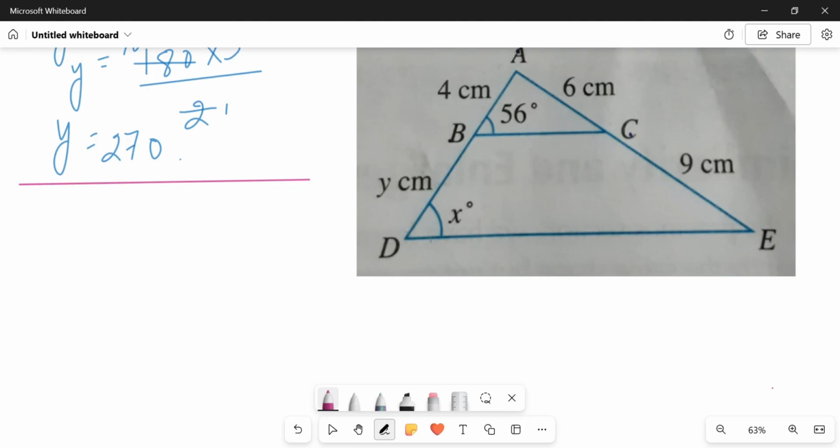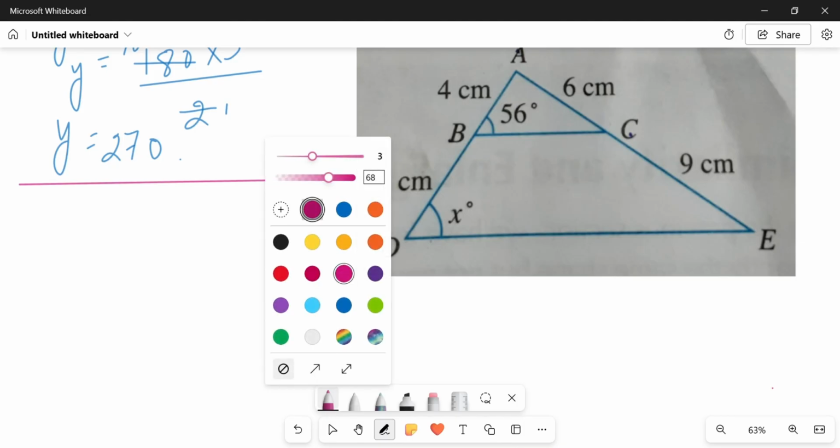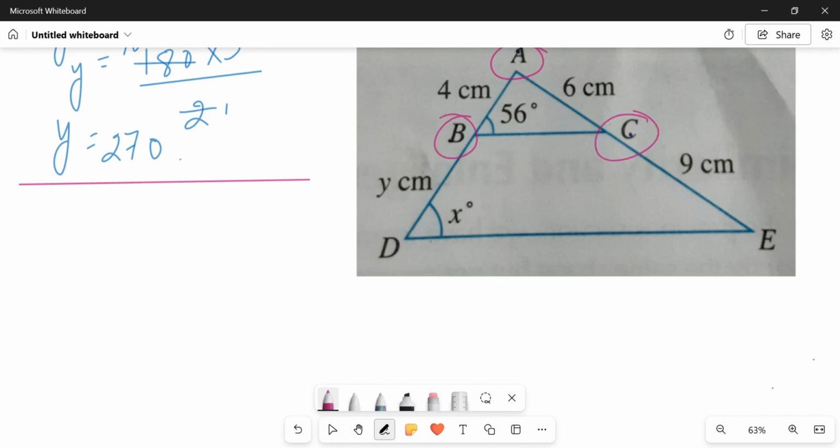So here the question says triangle ABC is similar to triangle ADE. Where is ABC? This is ABC. A, B, and C is similar to triangle ADE. A, D, and E, right? So then all the corresponding angles are equal. So here we need to find out the value of x degree.